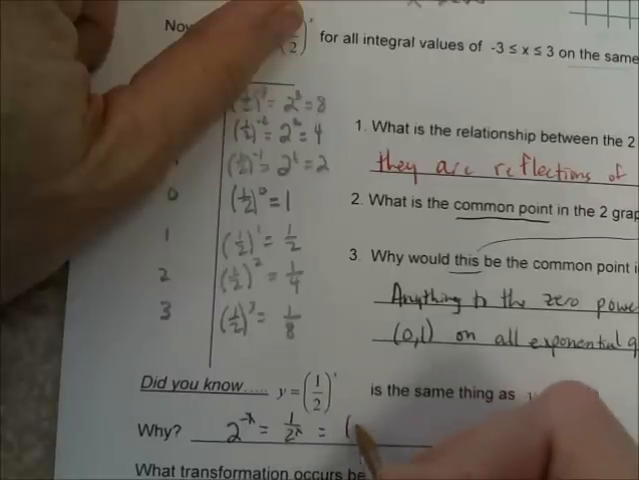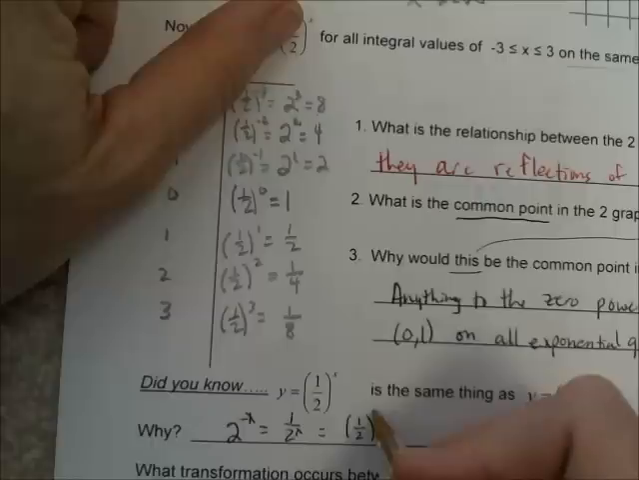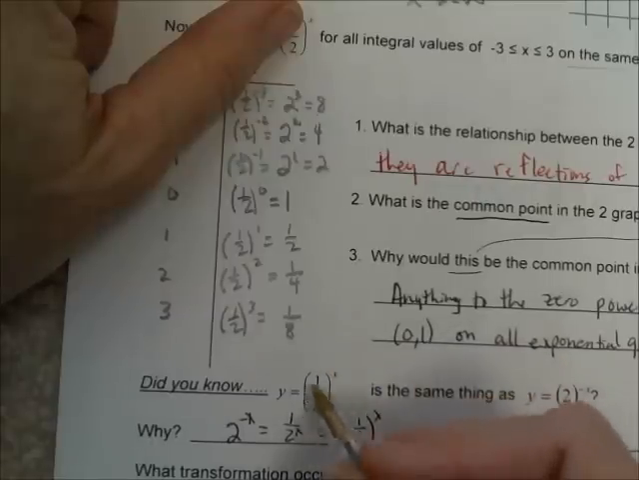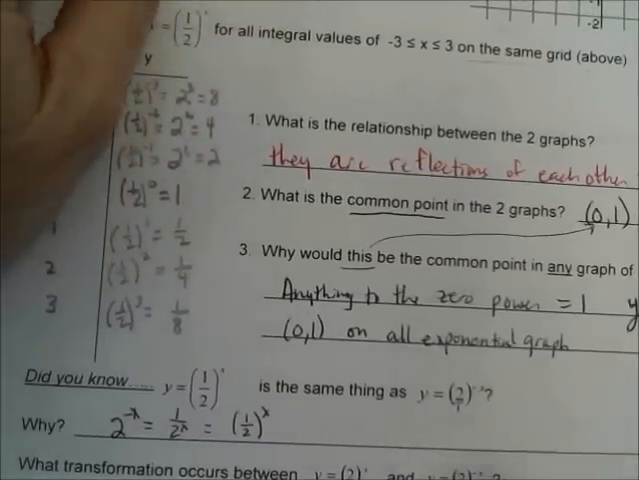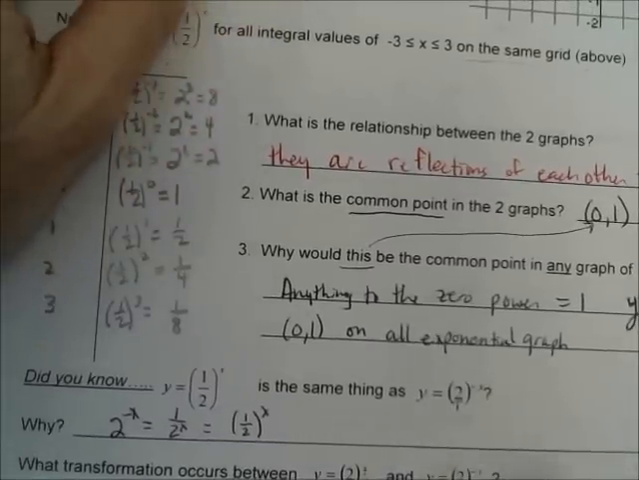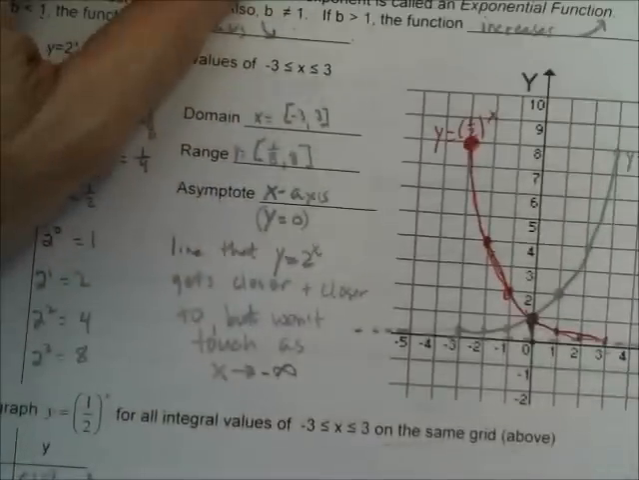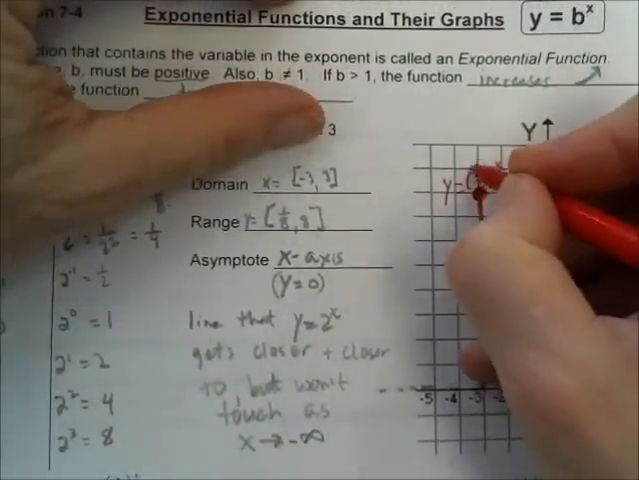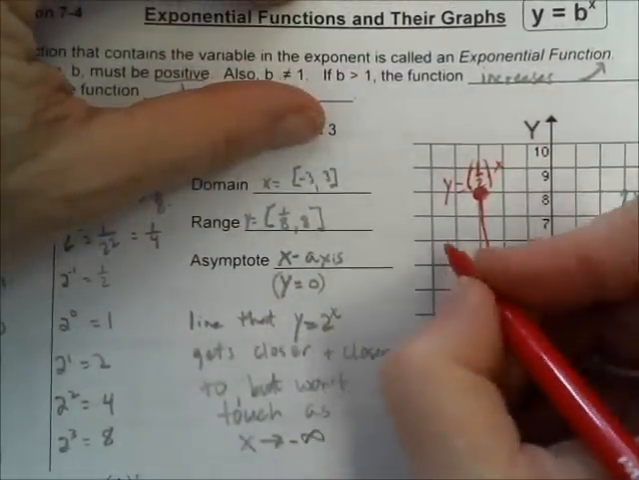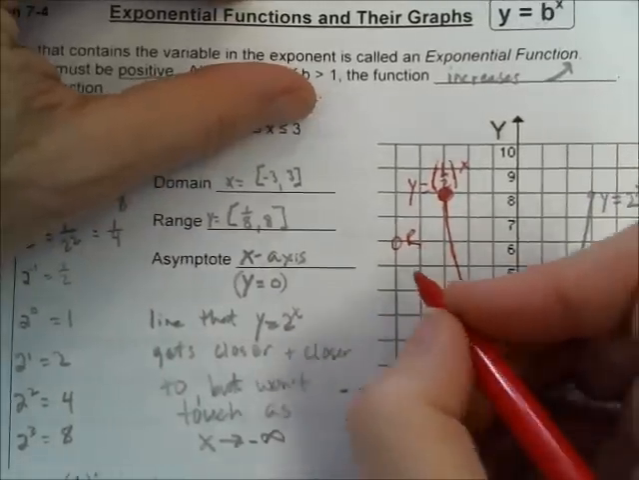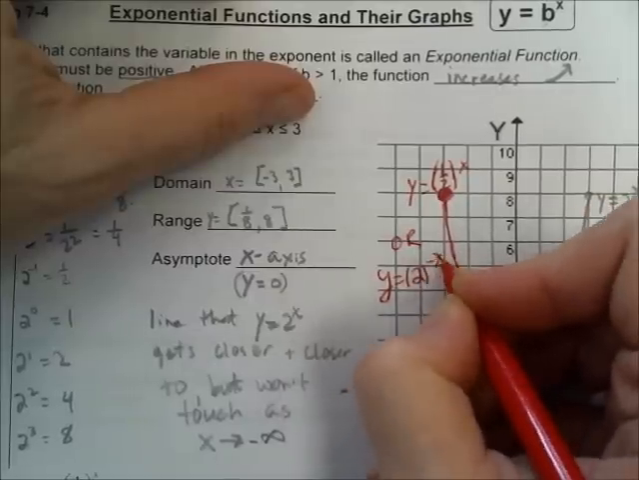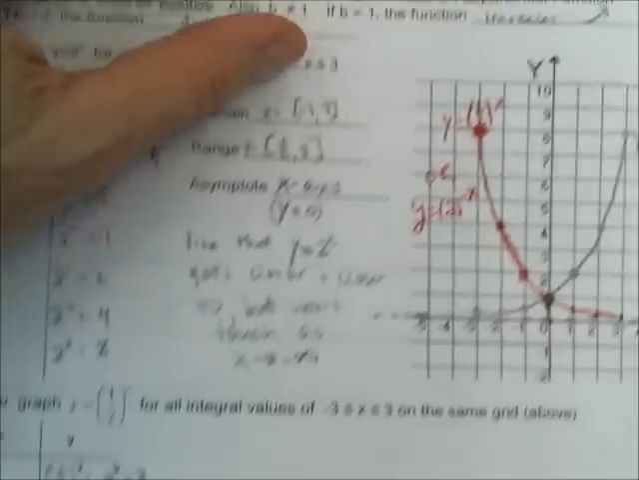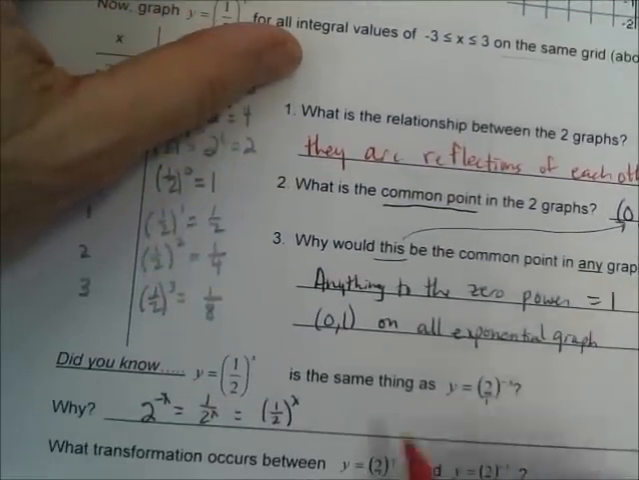And 1 over 2 to the x power can also be written as 1 over 2 to the x power, because this is 1 to the x and 2 to the x. So what transformation occurs between 2 to the x and 2 to the negative x? Well, the graph that we just drew was 1/2 to the x power, but this also could be called y is equal to 2 to the negative x, because 2 to the negative x is the same thing as 1/2 to the x. Same exact thing.